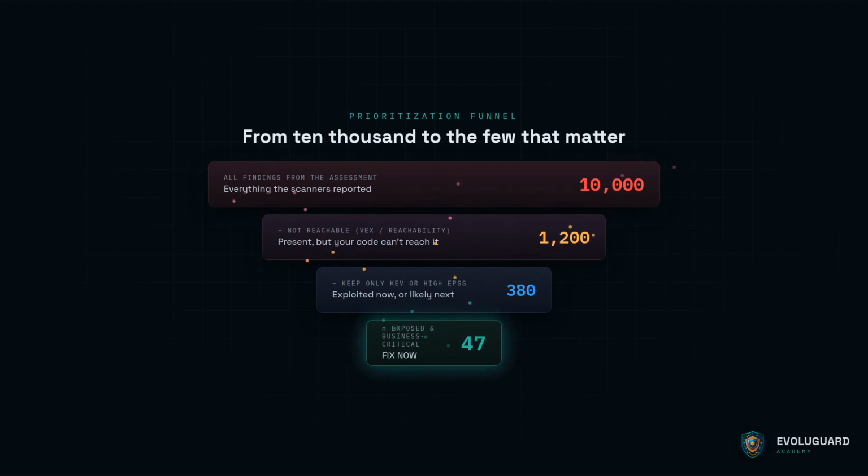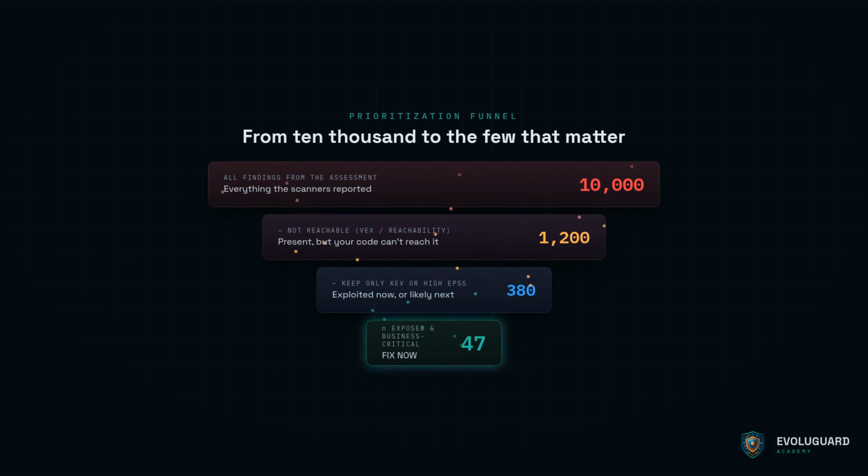Start with everything. Layer 1. Is it on the KEV, or does it have a high EPSS? Those are non-negotiable, straight to the top. Layer 2, reachability. Does your code actually call the vulnerable path? Tools can emit a VEX statement, a Vulnerability Exploitability eXchange, that says present, but not exploitable here, and that legitimately drops huge numbers of findings.